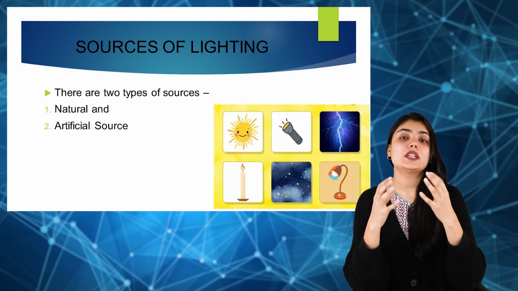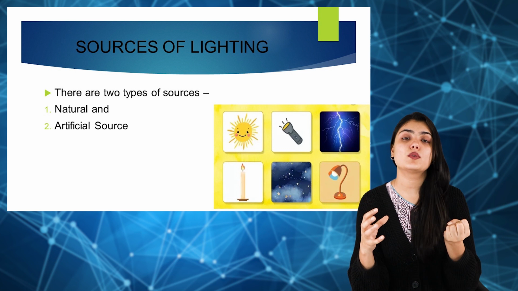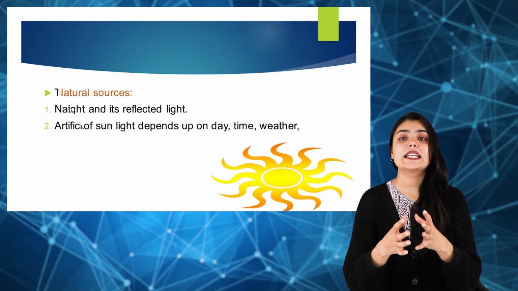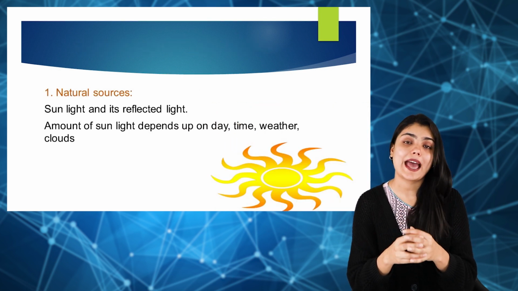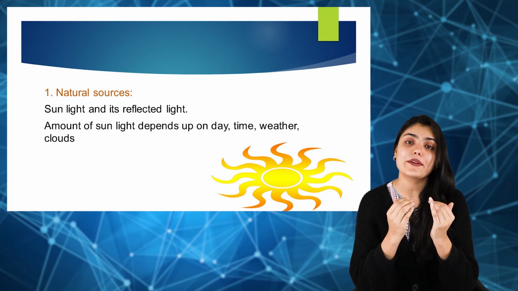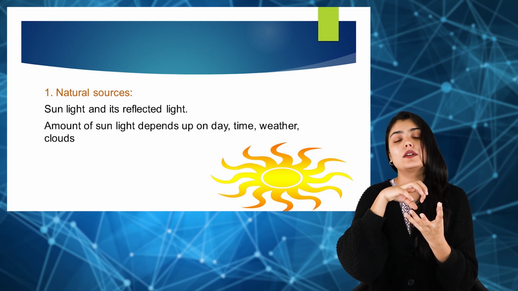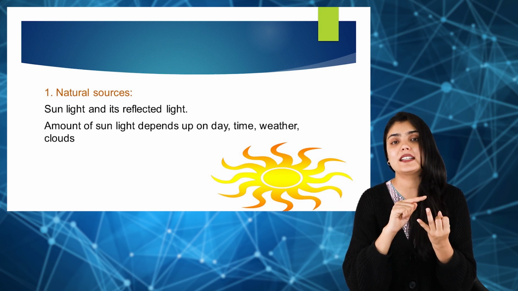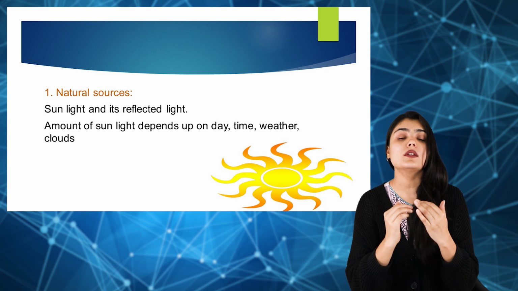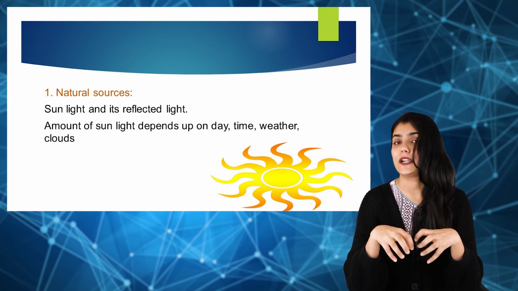Let us move on and see the sources of lighting. As we know, there are majorly two sources of light, the natural source and the artificial source. Under natural source of light, of course, we have sunlight. Sunlight is a direct source of light to the earth. The amount of sunlight that reaches the earth's surface depends on the type of day, the season, the weather, and also the formation of clouds on that particular day.